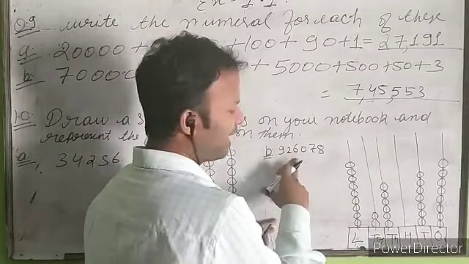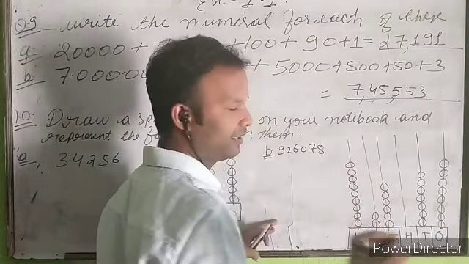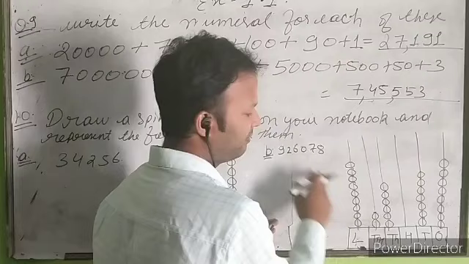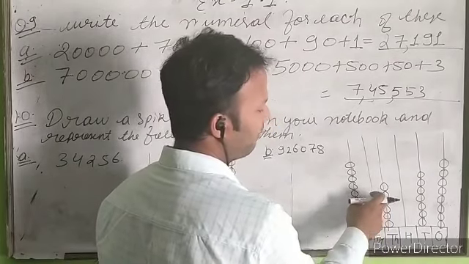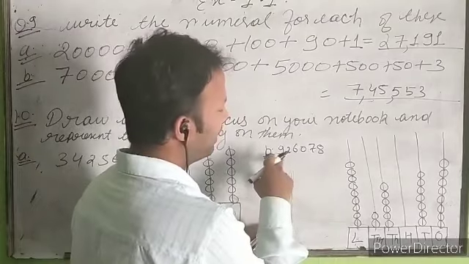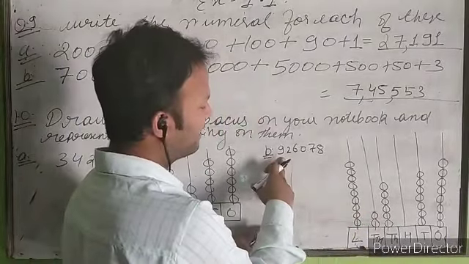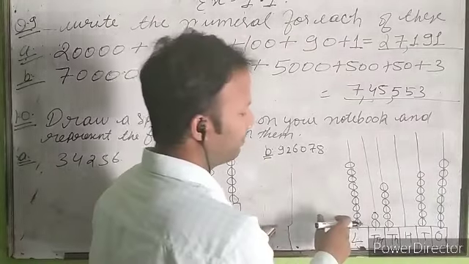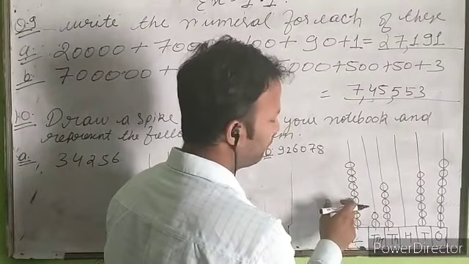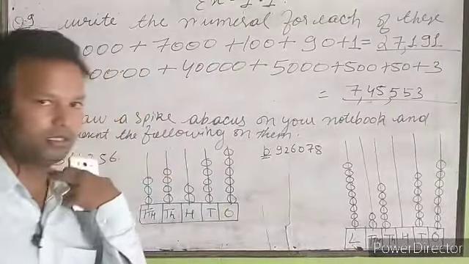Now in the 1000 place, ones, tens, 100, 1000. Sorry, I'm reading wrong. Just 6 beads are there. 1, 2, 3, 4, 5, 6. The 6 beads you have to put. And in the 10,000 place there are 2. You can put the 2 beads. In the lakh place there are 9. So you have to put the 9 beads. 1, 2, 3, 4, 5, 6, 7, 8, 9. Hope you understood.